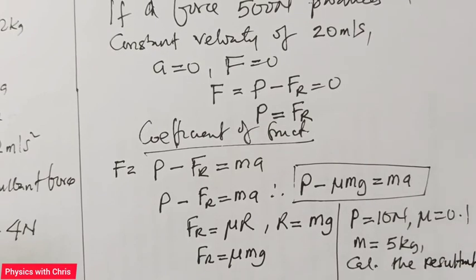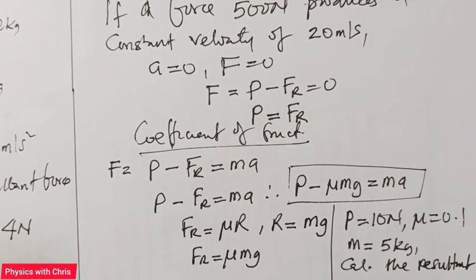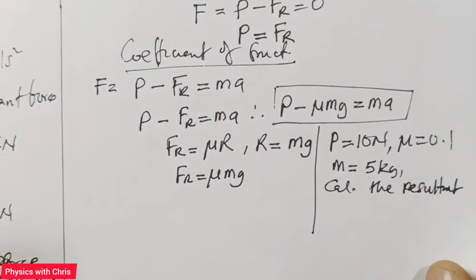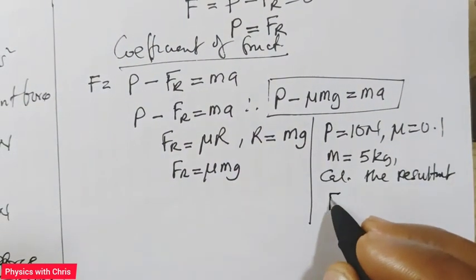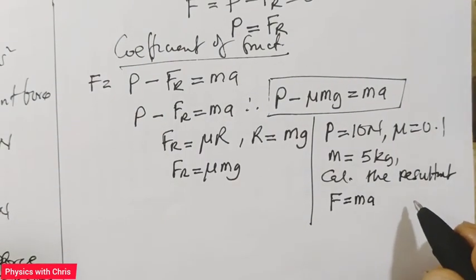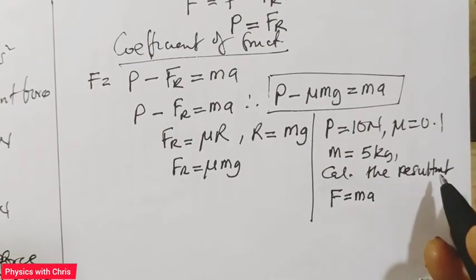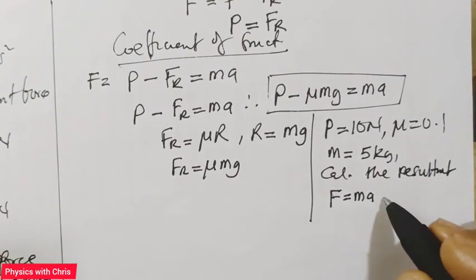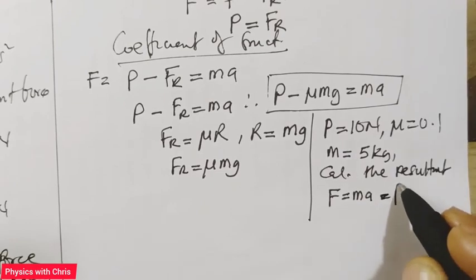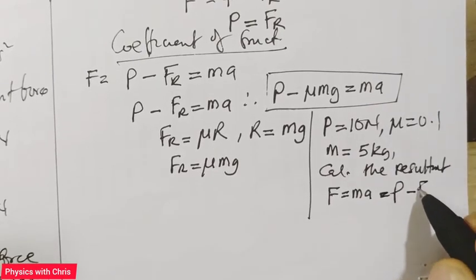Let's calculate the accelerating force, the resultant force, the net force on this body. It can be called the net force, the resultant force, or the accelerating force. So what's the net force on this body in this situation? The net force F is equal to mass times acceleration, and since we are not given the acceleration here, we are going to use the difference between the two forces. That is, the net force is the forward force minus the frictional force Fr.